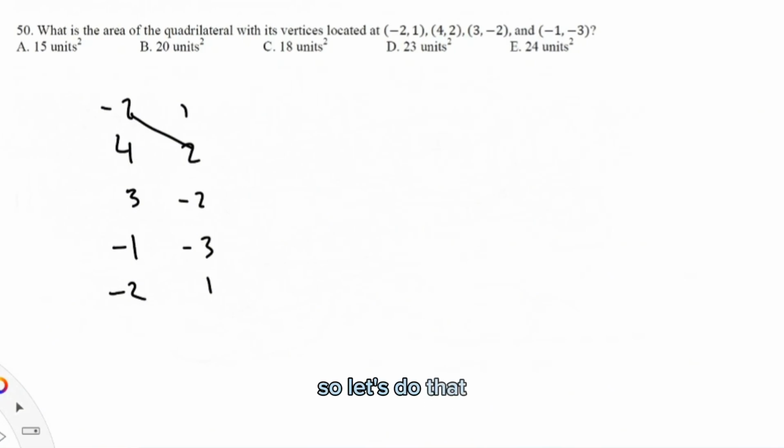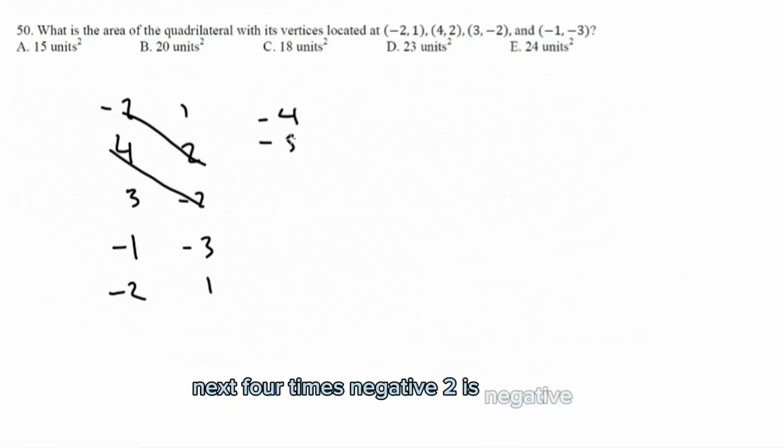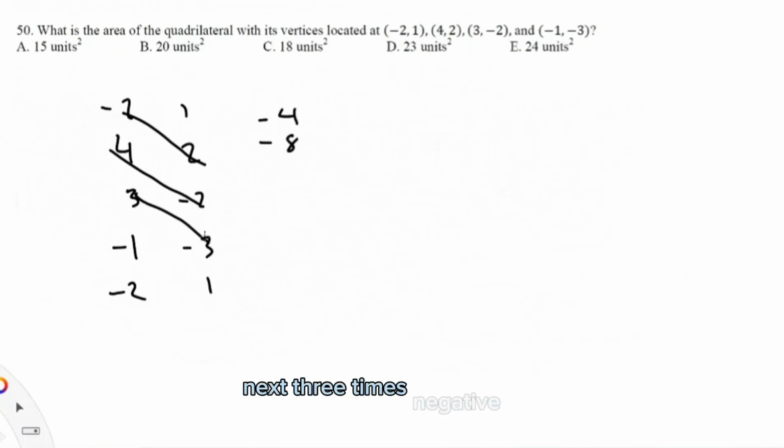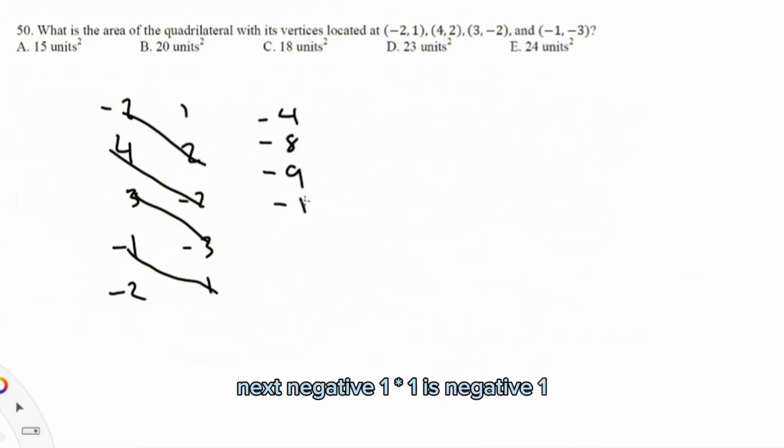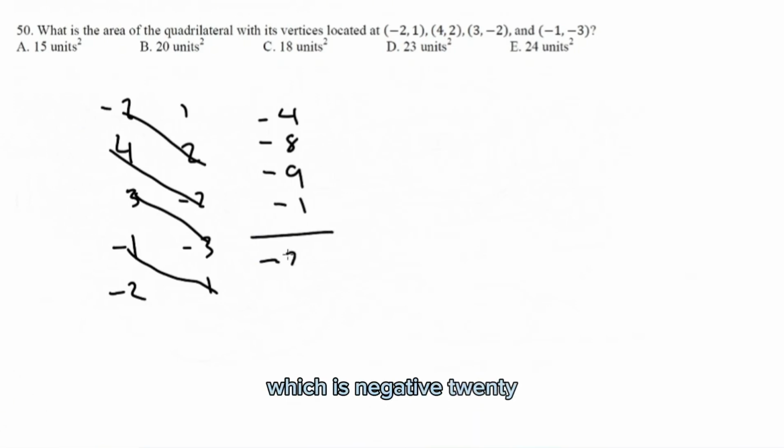So let's do that. So first, negative 2 times 2, that is negative 4. Next, 4 times negative 2 is negative 8. Next, 3 times negative 3 is negative 9. Next, negative 1 times 1 is negative 1. When you add those up, you get negative 4 minus 8, which is negative 12, negative 12 minus 9, which is negative 21, and negative 21 minus 1, which is negative 22.